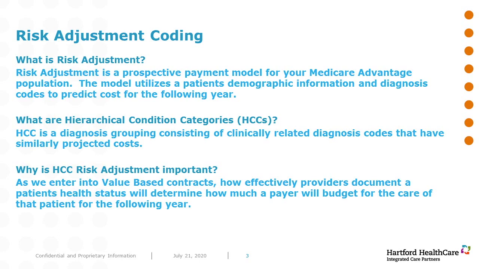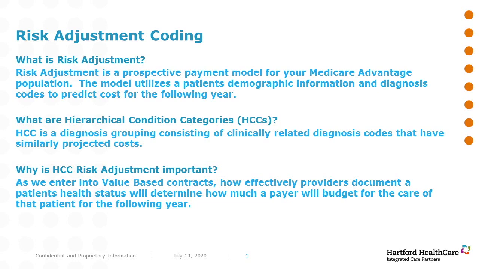What are hierarchical condition categories, or HCCs for short? HCCs are a diagnosis grouping consisting of clinically related diagnosis codes that have similarly related projected costs. For example, diabetes with manifestations, diabetes with chronic kidney disease, neuropathy, or circulatory conditions all fall into the same HCC category.